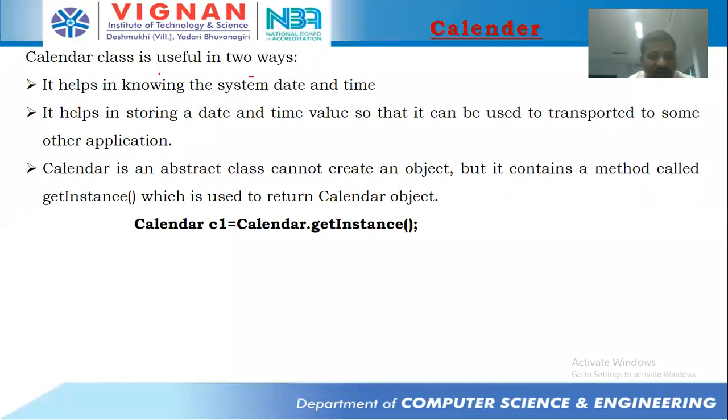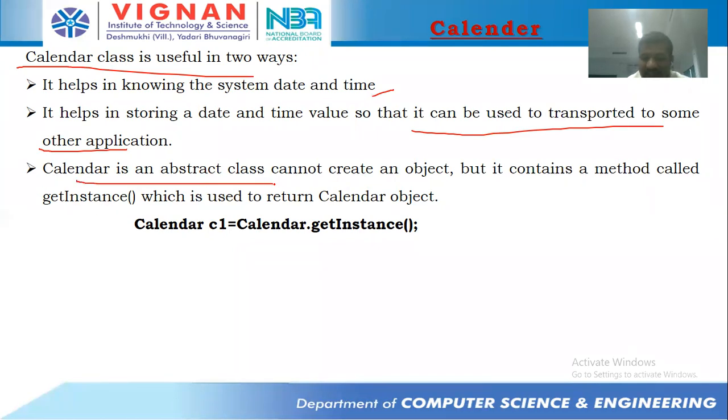Calendar class is useful in two ways. It helps in knowing the system date and time. It helps in storing date and time values so that they can be transported to some other application. That means we can know the current system date and time. At the same time, we can set the date and time, and we can send that particular object to some other application. Calendar is an abstract class.